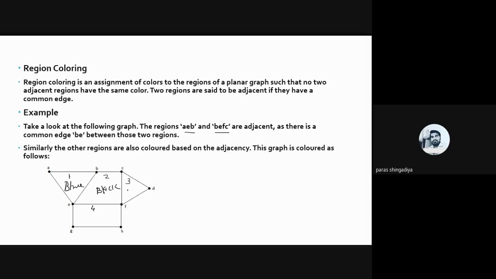And now 1 and 3 are not adjacent faces. There is no relation between 1 and 3, so I can use a blue color again to this place. And similarly 1, 2, 3 with 4. 2 and 4 are adjacent, because there is a common edge between them. But 1 and 3 are not adjacent with 4. Regions 1 and 3 are not connected with 4. The vertex is common there, but no edge is common between 1 and 3 with 4. So I can use a blue color here.